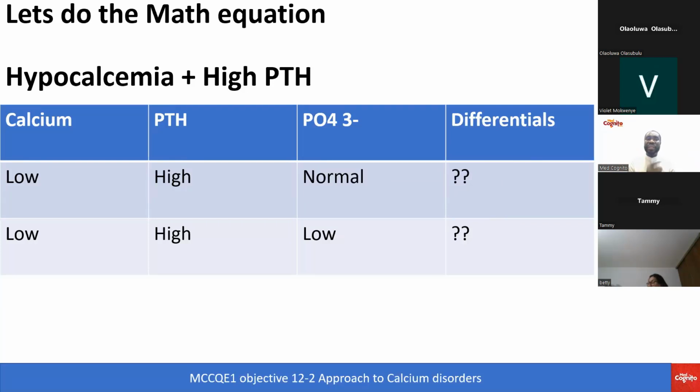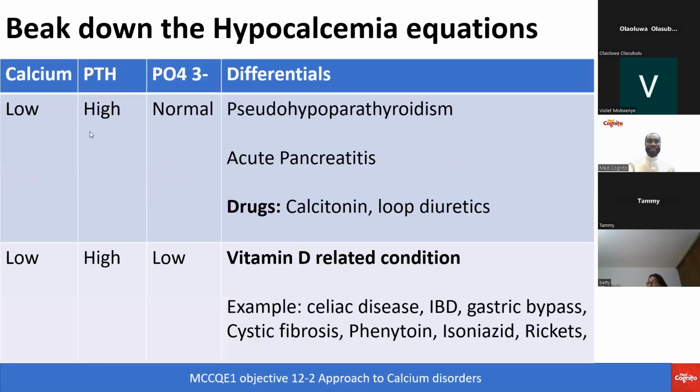What is my differential? Low calcium, high parathyroid hormone levels, low phosphorus. What's my differential? And the answer is, for low calcium, high parathyroid hormone level, normal phosphorus, I'm thinking about conditions like pseudohypoparathyroidism, acute pancreatitis, drugs like calcitonin and loop diuretics.